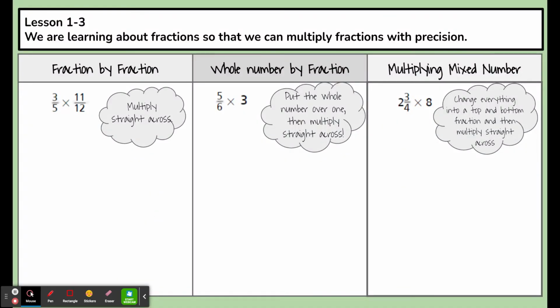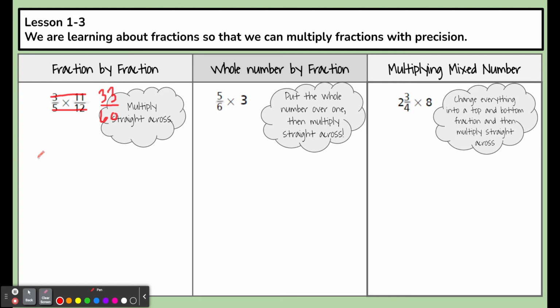Today we're going to talk about fraction multiplication, and the rule for multiplying fractions is very straightforward. All you have to do is multiply straight across. So I am going to take 3/5 and times it by 11/12. I'm going to multiply the two top numbers together because that is straight across. I am going to multiply the two bottom numbers together because that is straight across. And I end up with 33/60.